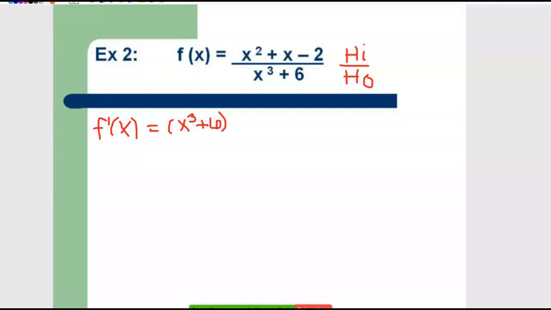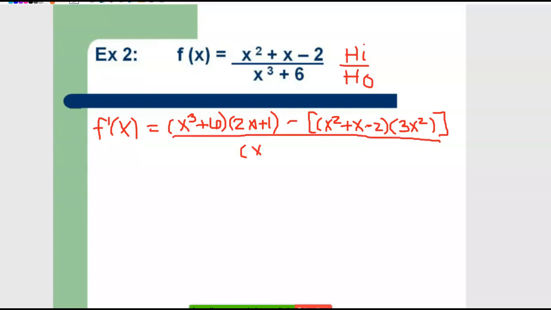So you got x cubed plus 6 times derivative of the numerator, 2x plus 1, minus the top times derivative of the bottom, all over the bottom squared.